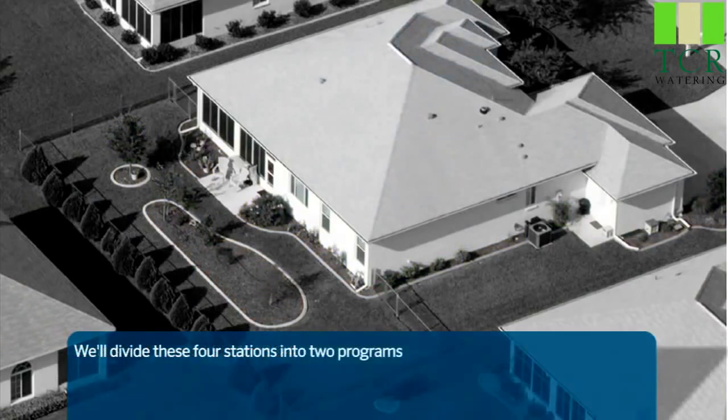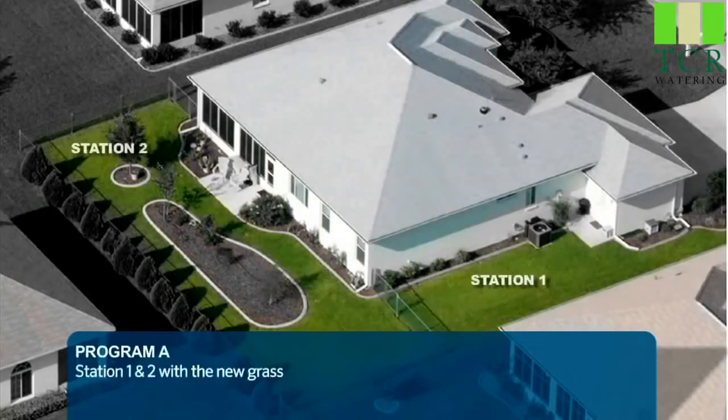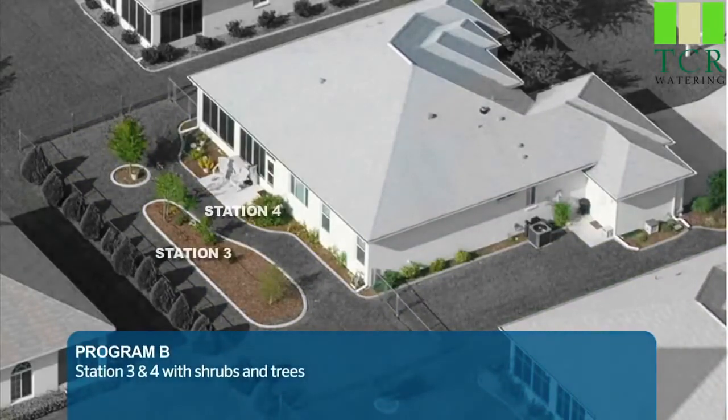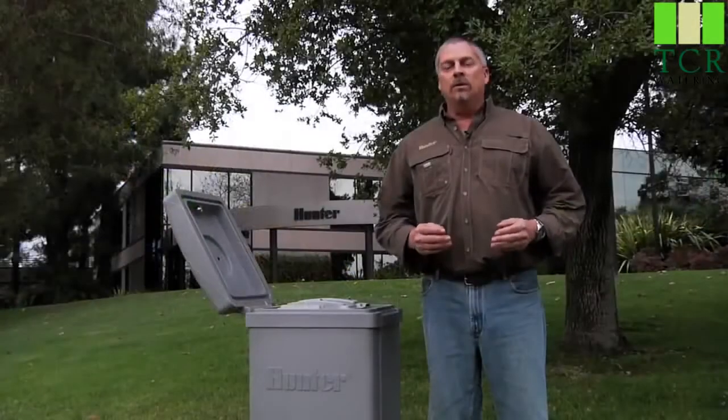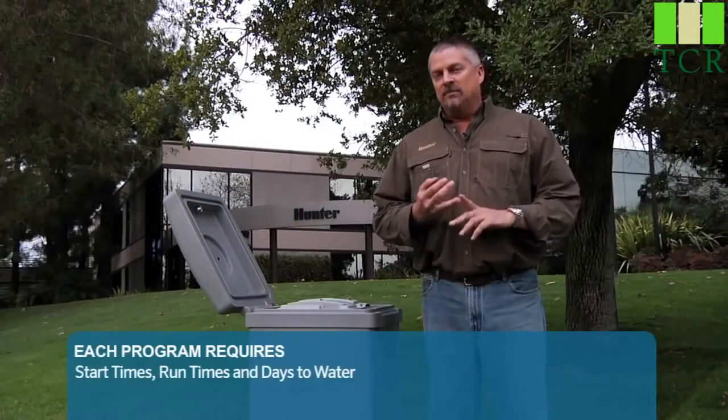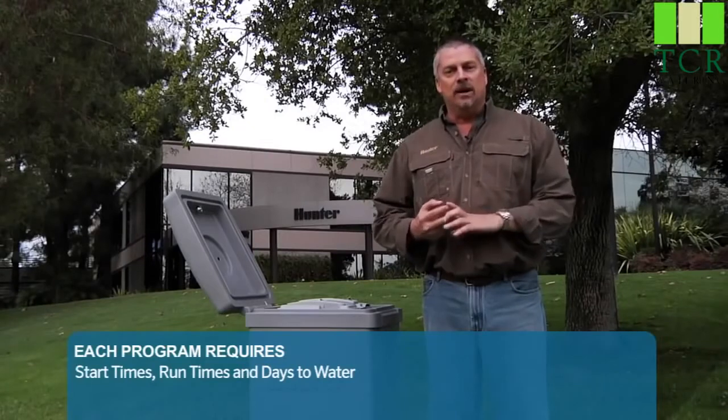Therefore, we'll need to divide these 4 stations into 2 different programs, A and B. Program A can have stations 1 and 2 with the new grass, and Program B can have stations 3 and 4 with the trees. Each program will require at least 3 ingredients to be complete. Those are start times, run times, and days to water.